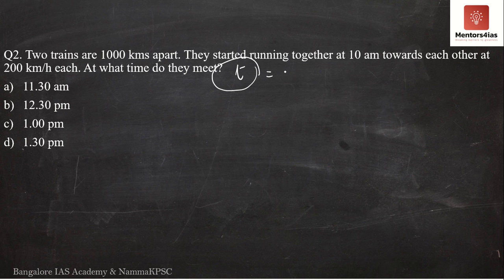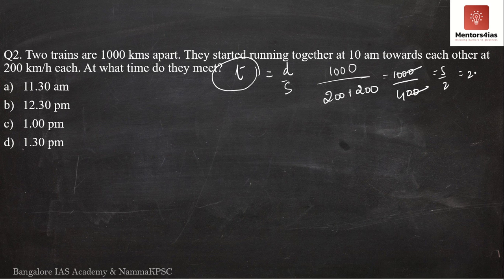Now this question is asking for time. What is time? Time is nothing but distance by speed. Do I have the distance? The two trains are 1000 kilometers apart. Yes, I have the distance. Do I have the speed? They started running together at 10 a.m. towards each other, both at 200 kilometers per hour. Then speed is nothing but 200 plus 200. So I have 1000 divided by 400. 0 and 0 cancel. 10 by 4 is nothing but 5 by 2, nothing but 2.5 hours.